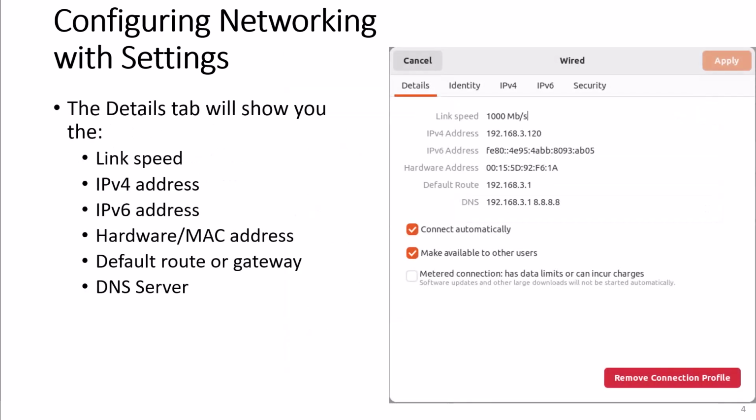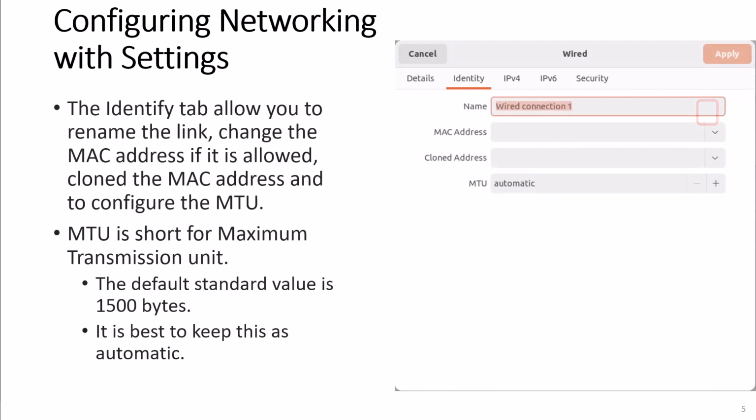The Details tab will show you the link speed, IP version 4 address, IP version 6 address, hardware or MAC address, the default route or gateway, and the DNS server. The Identity tab allows you to rename the link, change the MAC address if it's allowed, clone the MAC address, and to configure the MTU. MTU is short for Maximum Transmission Unit. The default standard value is 1500 bytes. It's best to keep this as automatic.